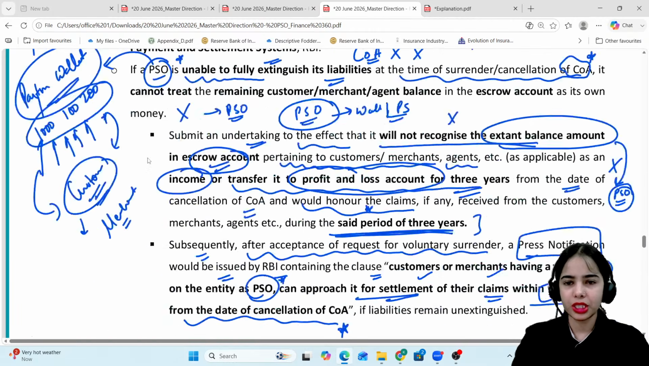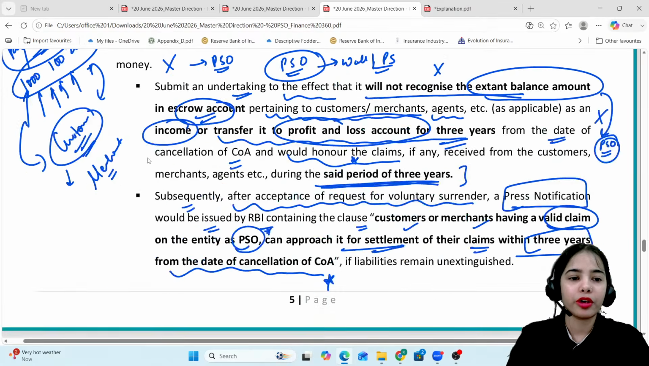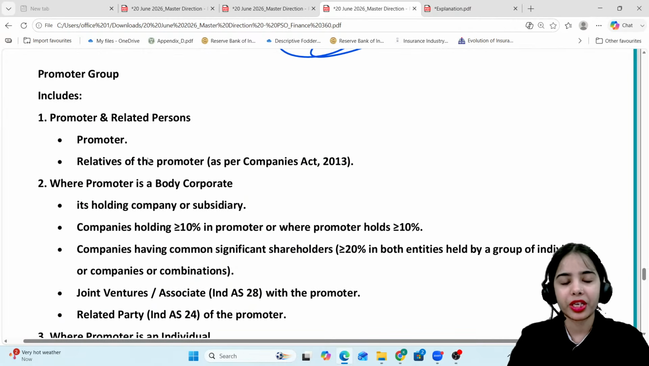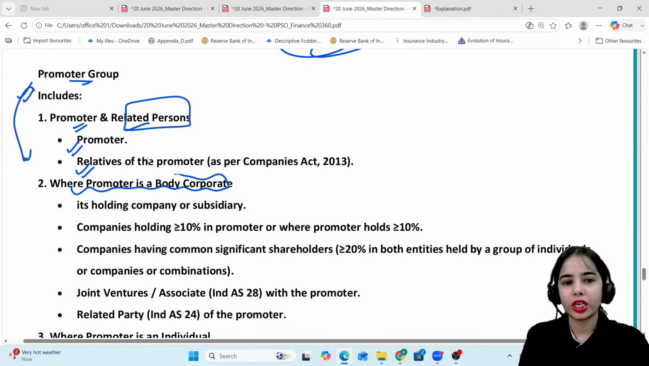Now, some additional information. The promoter is a person, together with his relatives, who, by virtue of his ownership of voting equity shares, is or will be in effective control of the payment system operator. We have discussed the promoter group in brief, but here you will see it includes the promoter and related persons. So the promoter, relatives of the promoter, and where the promoter is a body corporate, that is, a company.